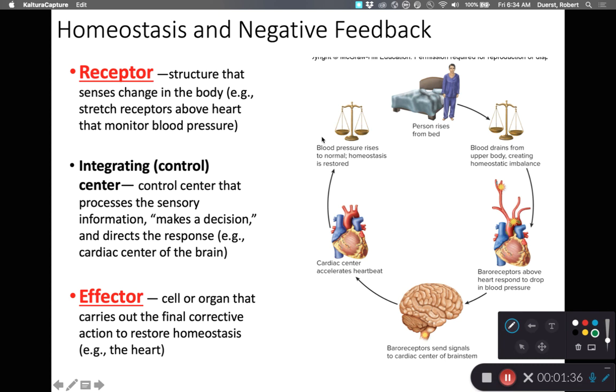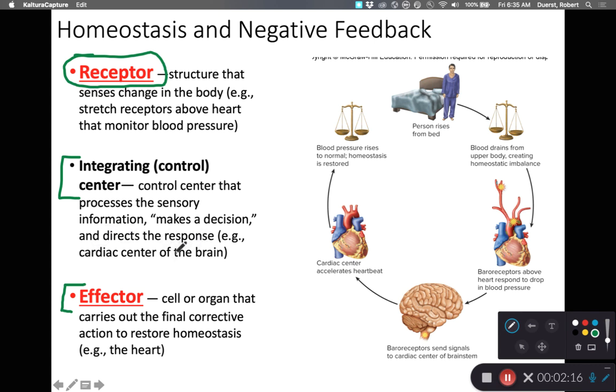So let's talk about blood pressure as an example of negative feedback. We have receptors, and the receptor is going to measure the variable. It's any structure in our body that measures the internal environment of our body. We have many different kinds of receptors: receptors for pressure, receptors for pH, receptors for sugar levels, and so on and so forth. And then we have an integration center that processes the information and makes a decision, and then sends that decision to the effector. The effector is going to initiate the response based on the decision made by the integration center.